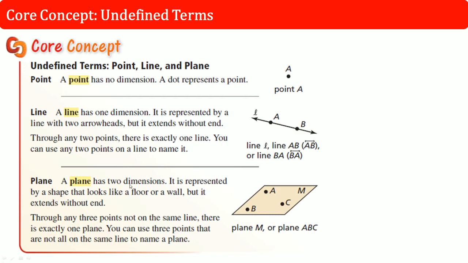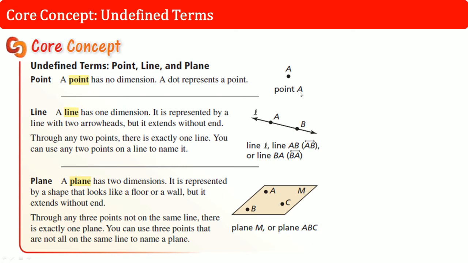A plane is a two-dimensional object and it is represented by a floor or a wall and it extends without end. You can write it writing the word plane, then the letter M, because here it stands for this whole plane, or you could pick points. In this case, there are 3 points here, A, B, C, so they put plane ABC. Hopefully you understand how it's written.